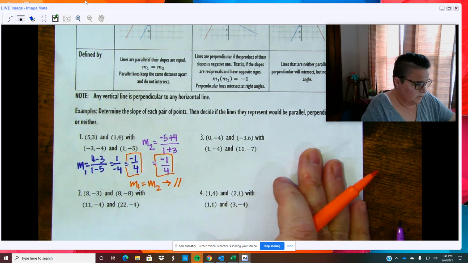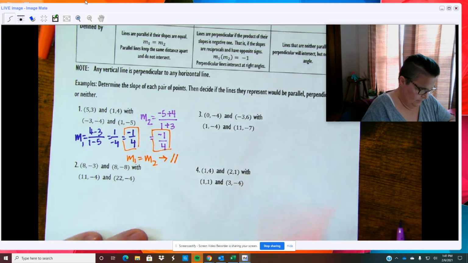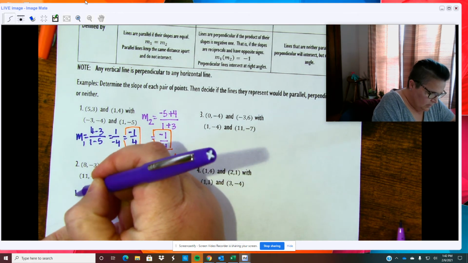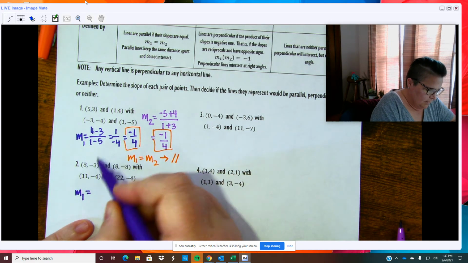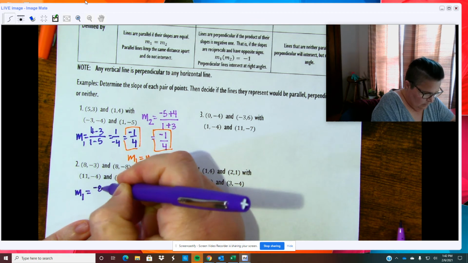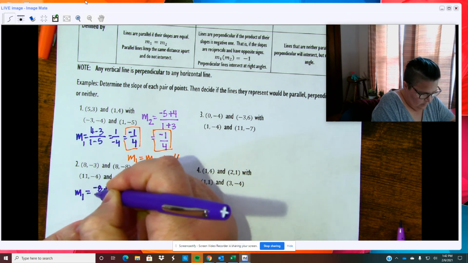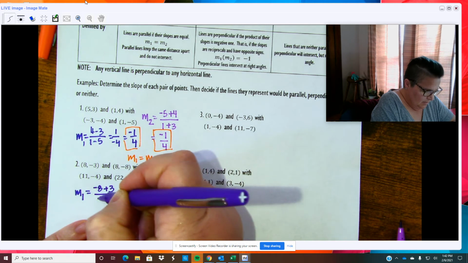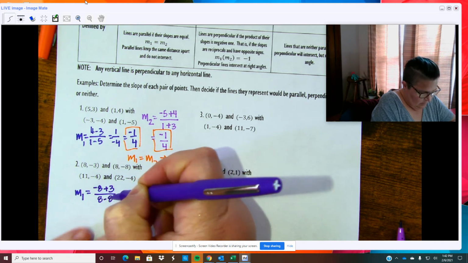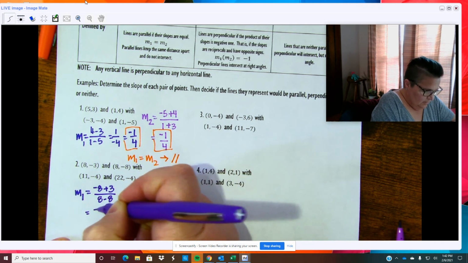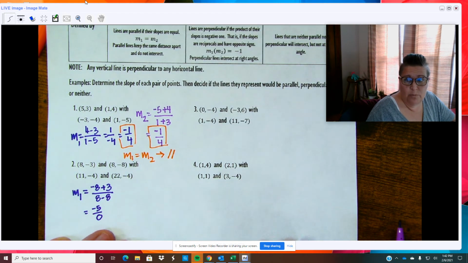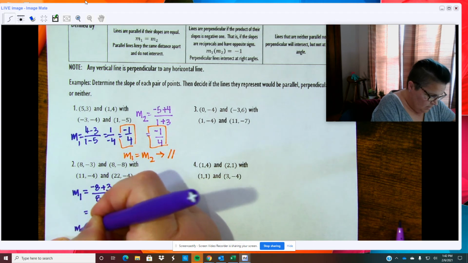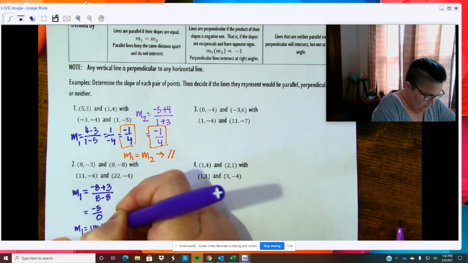Okay, let's try number 2. Number 2, the slope of the first, between the first slope, would be a negative 8 minus a negative 3 over 8 minus 8. This is negative 5 over 0. I cannot have a slope over 0, so M1 is undefined.